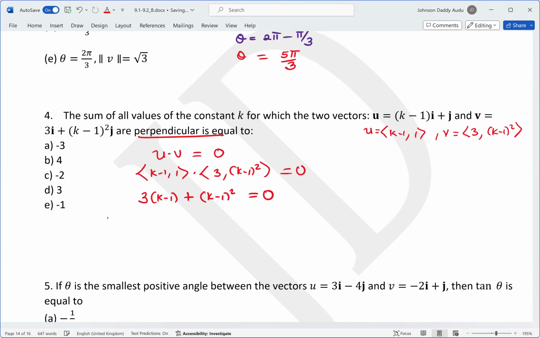So here we can expand. This gives us 3k minus 3 plus k squared minus 2k plus 1 equals 0. And this is k squared, 3k minus 2k will just be plus k, minus 3 plus 1 is minus 2, equals 0. And now you can see that this is quadratic, right? You can factorize easily if you want. So this is going to be k minus 1 and k plus 2, right?